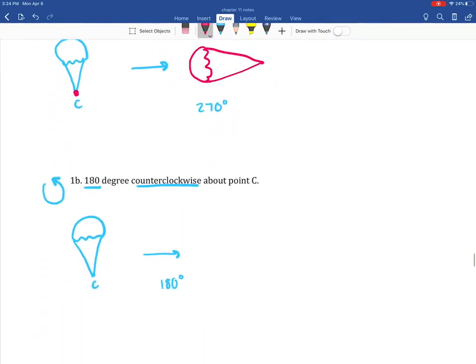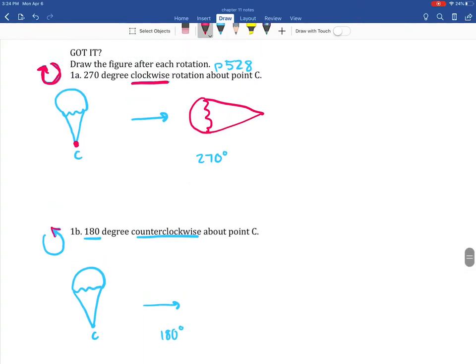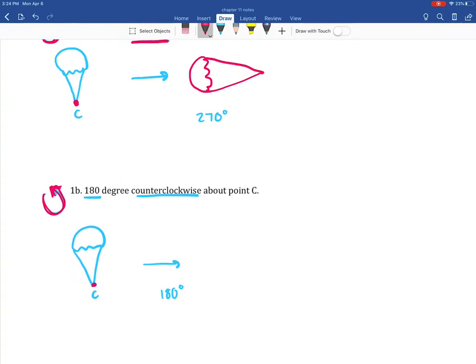1B wants you to take that same ice cream cone and move it counterclockwise, so now we're going the opposite way the clock turns, about point C. But remember, I said moving 180 degrees is going to be the same whether you go clockwise or counterclockwise. Copy down the ice cream cone and your point C, and turn your paper clockwise or counterclockwise 180 degrees. You'll get the same picture. Both ways, the ice cream cone is now upside down.